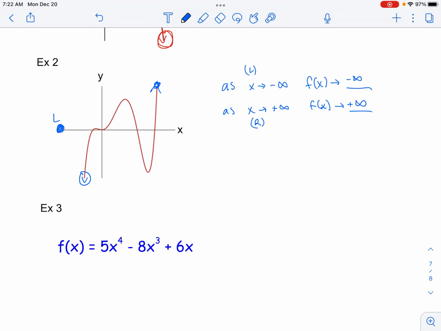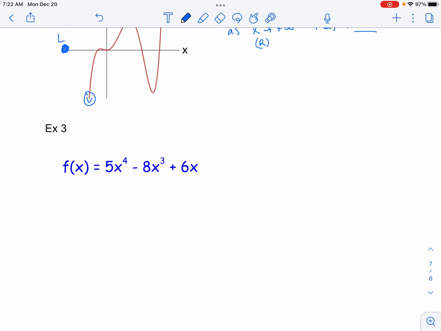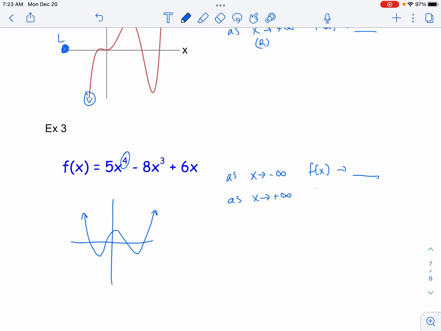For the last example, what if we're just given an equation or a polynomial equation? So in this case, just think about what the graph would look like. So if I draw a graph here, it's an x to the fourth. We just talked about this. It's going to be a W shape, and it's going to point up on the left and the right. So we would write as x approaches negative infinity, f of x approaches something, and as x approaches positive infinity, f of x approaches something.